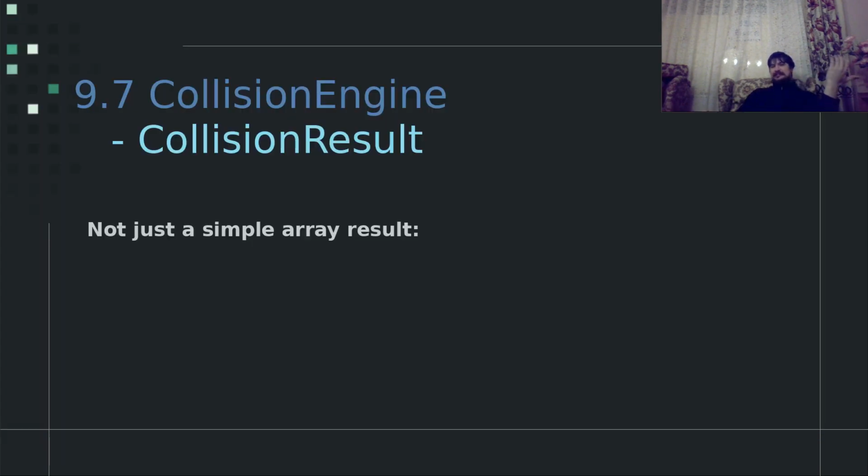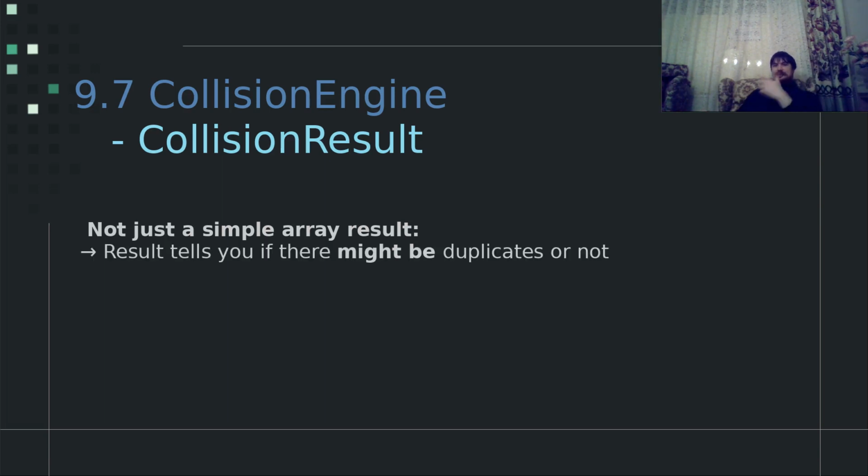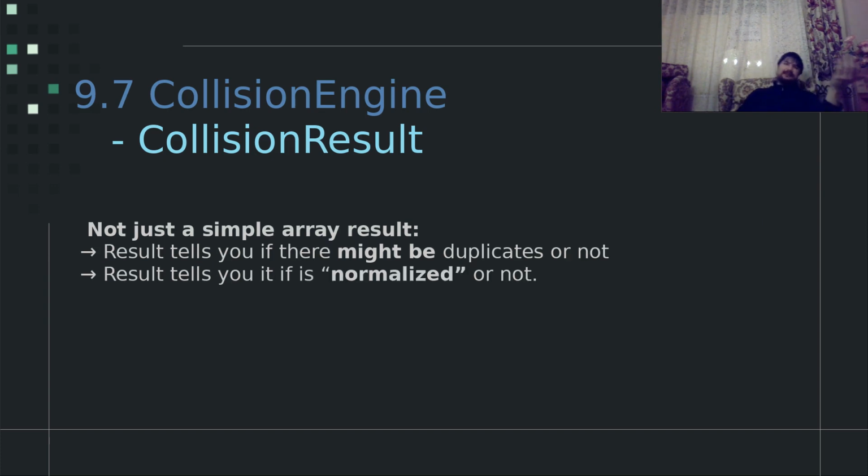Okay, what is the result that you get? It's not just a simple array. The result tells you if there might be duplicates or not. And also, I think there is a function to deduplicate it. I might not mention it on the slides, so I'm mentioning it here. So you can deduplicate the solution if you want. Of course, it also tells if it's normalized. In most cases, it will not.